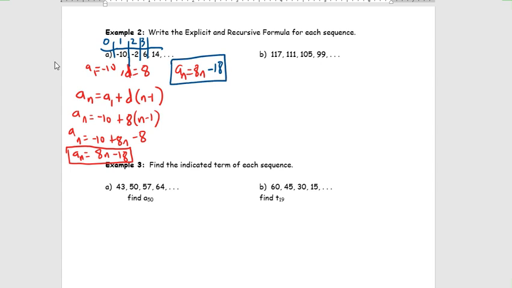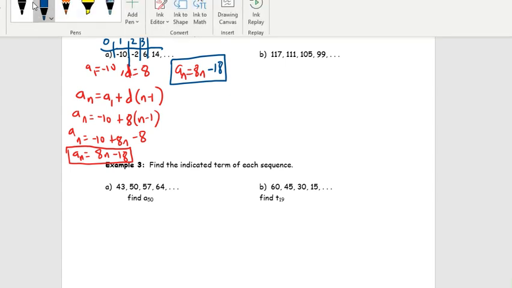So I usually find my explicit rule with the shortcut method, but I wanted you to see the formula, how it's plugged in, and how it's simplified, and what it should look like. All right, now we also need to give the recursive rule here.